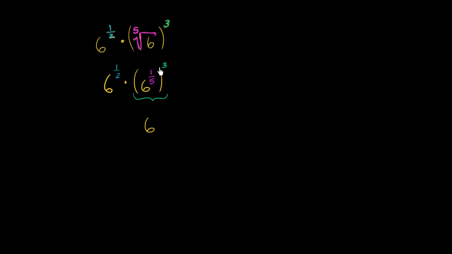6 to the 3 times 1/5, which is 3/5. 6 to the 3/5 power. And of course, we're multiplying that times 6 to the 1/2 power. 6 to the 1/2 power times 6 to the 3/5 power. And now if you're multiplying some base to an exponent, and then the same base again to another exponent, we know that this is going to be the same thing. And actually, we could put these equal signs the whole way because these all equal each other.